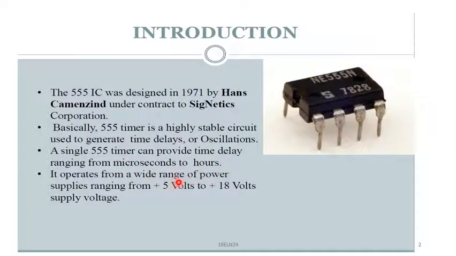It operates from a wide range of power supplies, ranging from plus 5 volt to plus 18 volt. So you can give a VCC from plus 5 volt to plus 18 volt. This is a major advantage. You can work under low voltage also, that is 5 volt, and you can increase the voltage up to 18 volts. Next we'll discuss the pin configuration, the function of each pin, and then the functional diagram of the IC 555 timer. Then we'll go for applications.